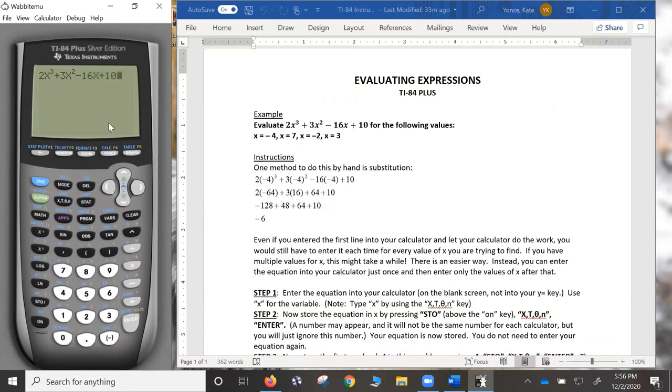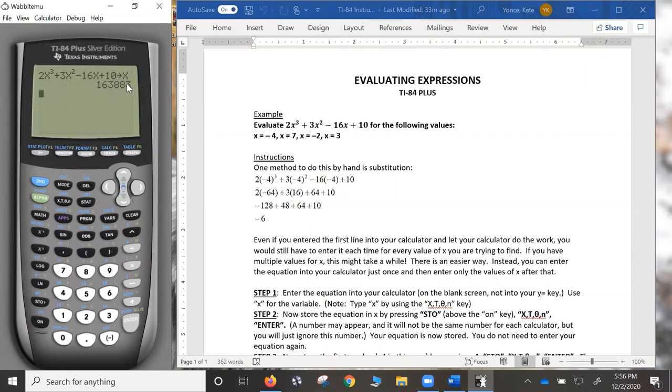Okay, now we've got that typed in there, but we want to store that equation. And the variable is x, and so it's called storing it in x. So I'm going to click my store key, STO. So store in x, so I'll click my x key, and then I click enter. So that was just store x, enter. Now this equation is stored in there.